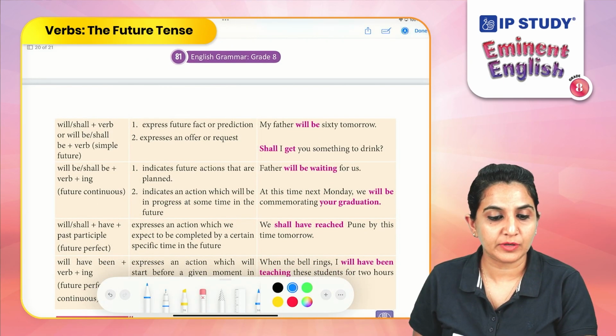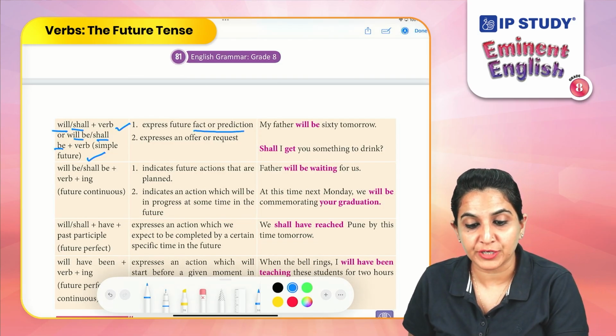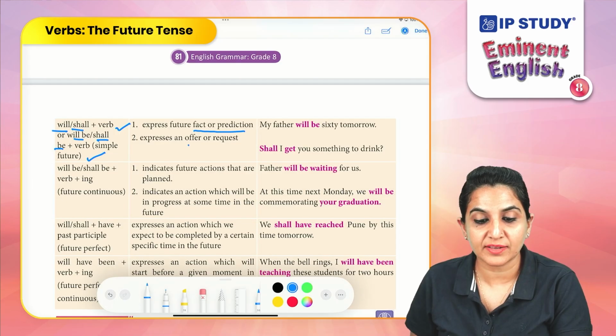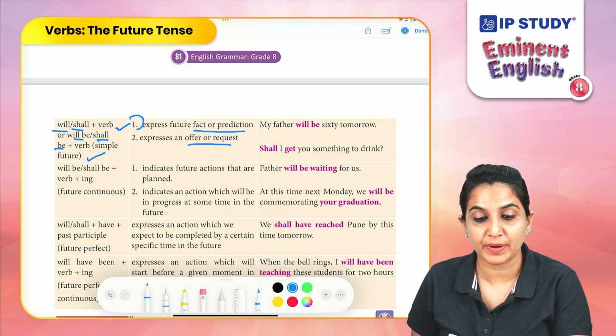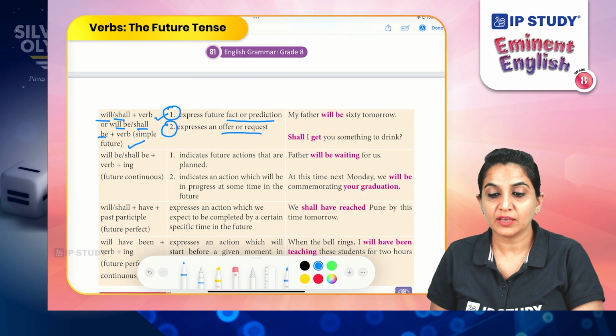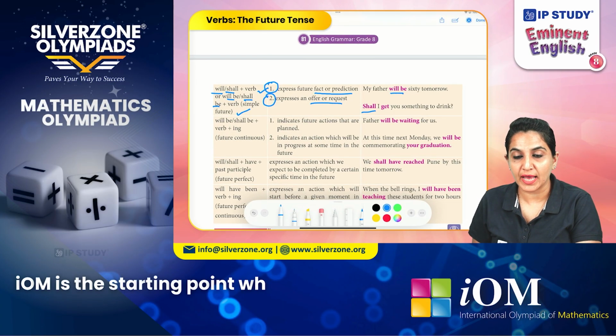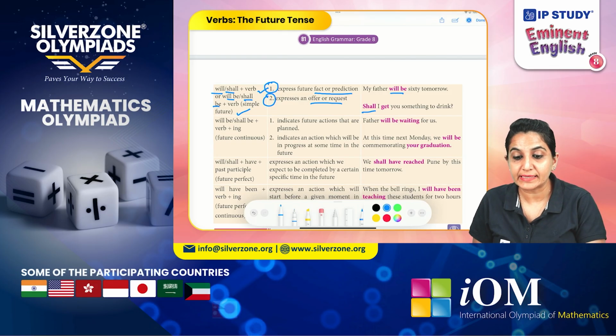Now the auxiliary verbs or the modal verbs will and shall, along with the verb, or will be or shall be along with the verb, are used to express a fact or prediction in the future, or to express an offer or request. So for the actions where we need to express a fact or prediction or an offer or request, we use will or shall with the verb, or will be or shall be along with the verb. So let us read this example.